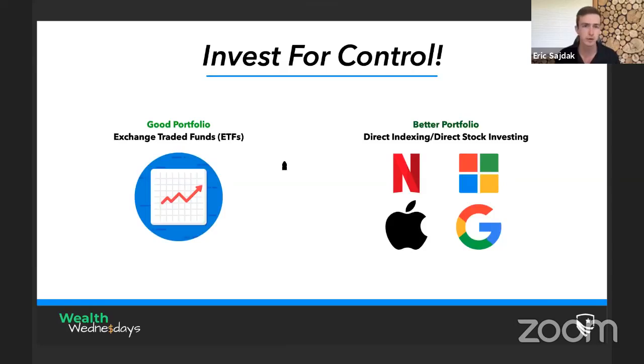So investing for control. A good portfolio would be investing in ETFs. ETFs are more tax efficient than mutual funds on average. So creating a bad portfolio here would be holding only mutual funds. You can go one step better and hold individual stocks, direct indexing, direct stock investing. Usually you have to have a fairly large taxable account for that to make sense as opposed to ETFs. But nonetheless, that would create a better, more tax efficient portfolio because again, you're controlling all of the income that's coming from that account.